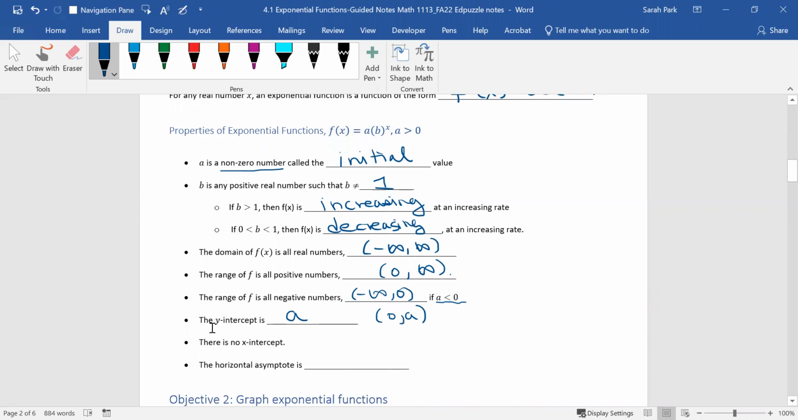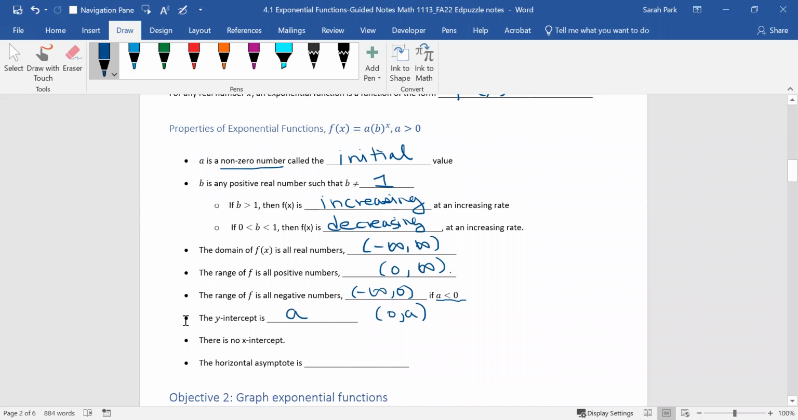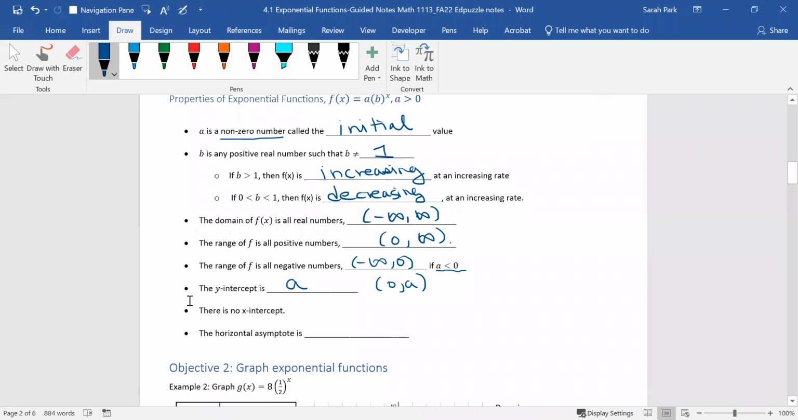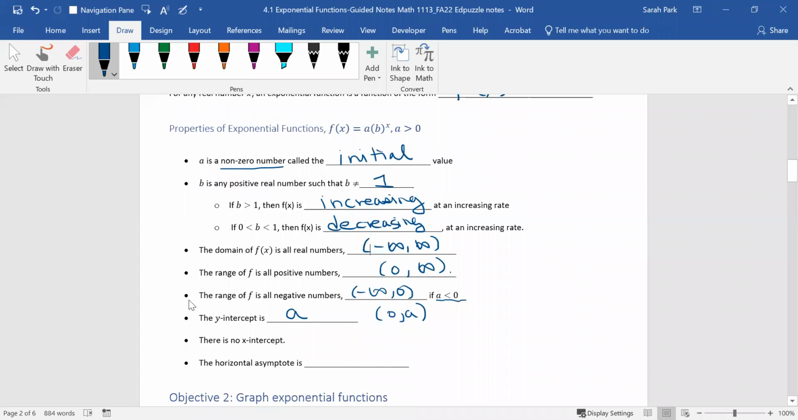That is not to say exponential functions never have an x-intercept, and we'll look at some cases when we talk about transformations where exponential functions do cross the x-axis. The horizontal asymptote of an exponential function in this form, a times b to the x, is y equals 0. Okay, in the next video, we'll talk about how to graph exponential functions.